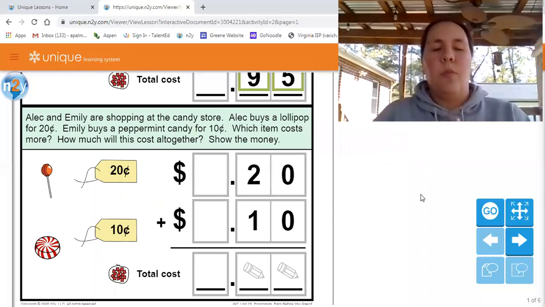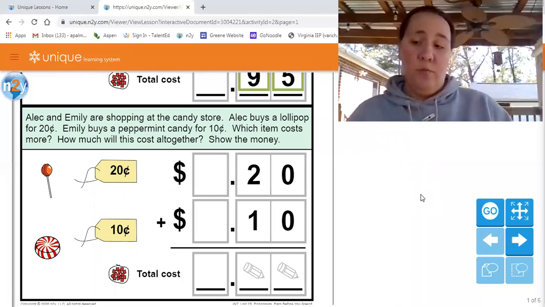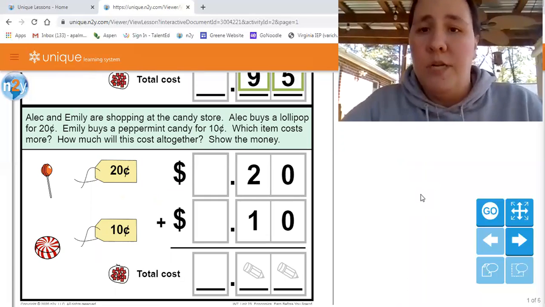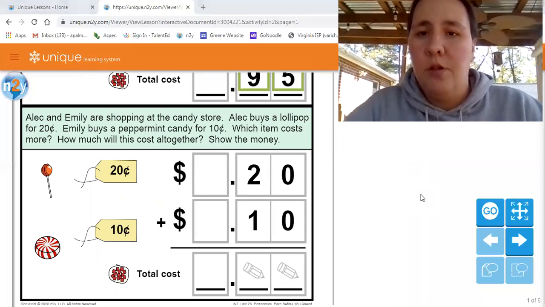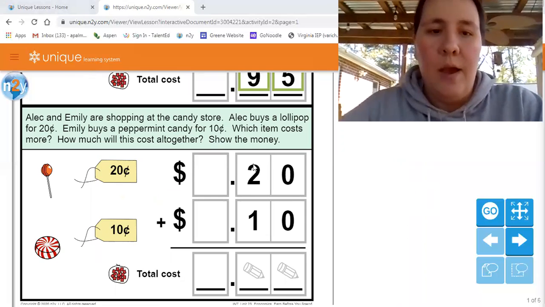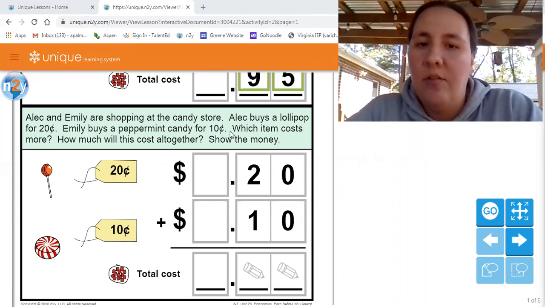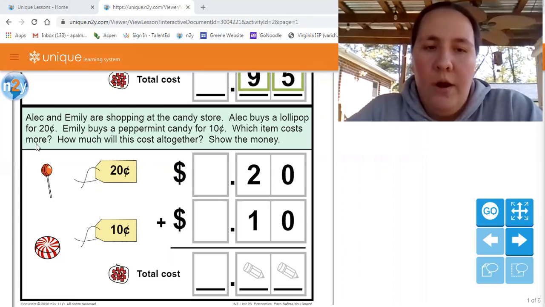Let me move this over a little bit. There we go. All right, so first step, I always read my words first, and then I'm going to underline important details for the story, okay? So here are my words. Alec and Emily are shopping at the candy store. Alec buys a lollipop for 20 cents. Emily buys a peppermint candy for 10 cents. Which item costs more? How much will it cost altogether?